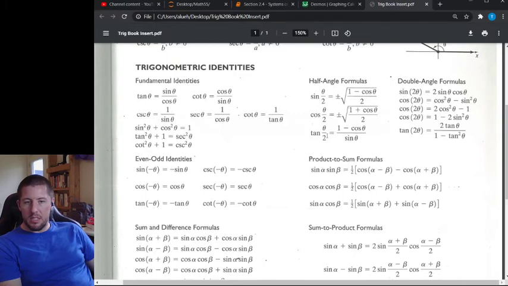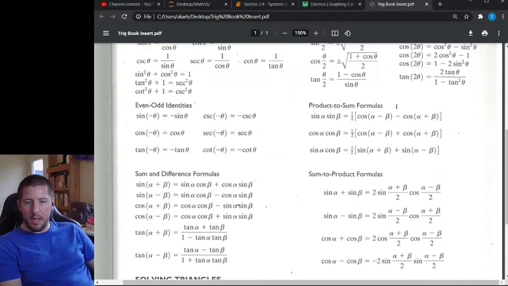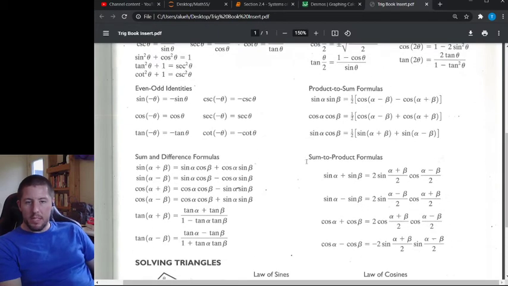So this is going to be section 7.5. That's our next video this week. This is going to be section 7.6, our product-sum and sum-to-product formulas, and that's going to wrap up our identities for chapter 7. Then 7.7 and 7.8, we go on to equation solving. There are no new identities that we get out here.